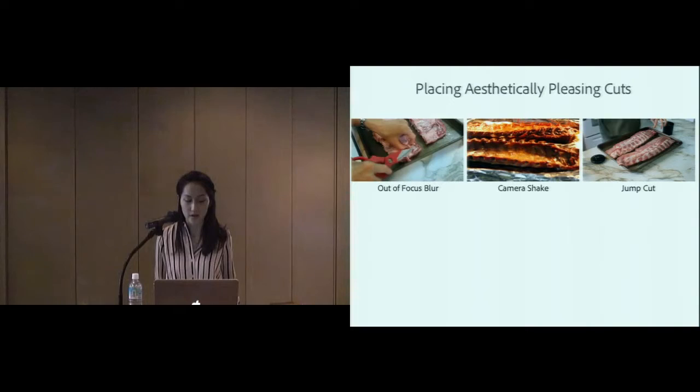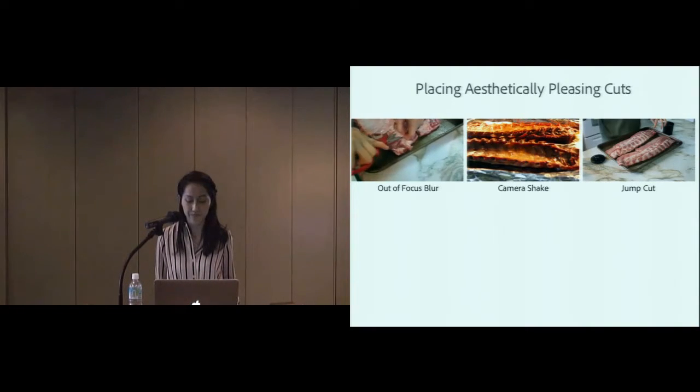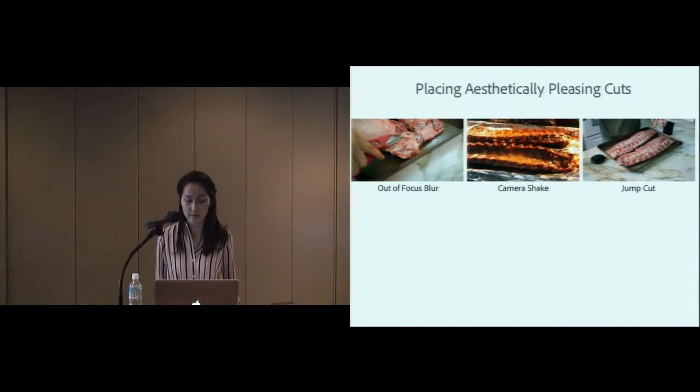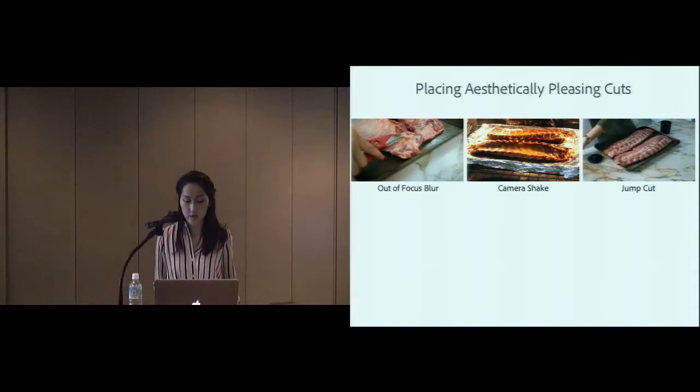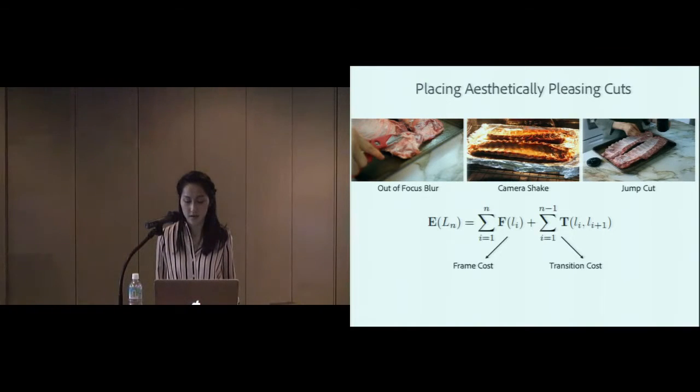Specifically, we want to avoid out-of-focus blur, camera shakes, and jump cuts. Notice how a jump cut will appear here because the 2 adjacent video segments are too similar. We formulate an objective function that penalizes these artifacts.